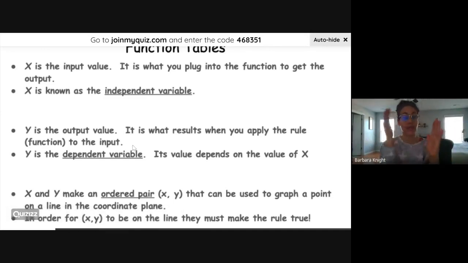When you put the input and the output together, you have an X and Y, right? So that's called an ordered pair. And you can actually graph it on a coordinate plane. So you can graph a function table. You can graph the function on a coordinate plane to see if it's a linear function, or to see what type of function it is, or to see if it's a relation. In order for X, Y to be on the line, they actually have to make the rule true. So if you have a function table and you have a rule on the function table, in order for X and Y to be on the line, they have to follow the rules, right?